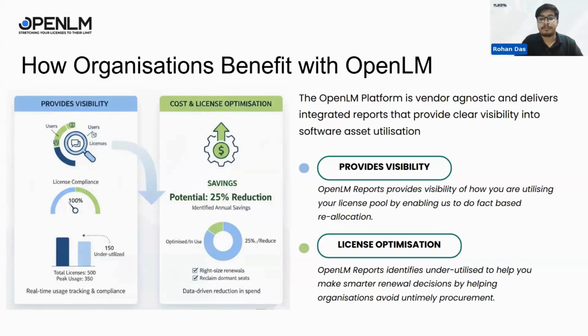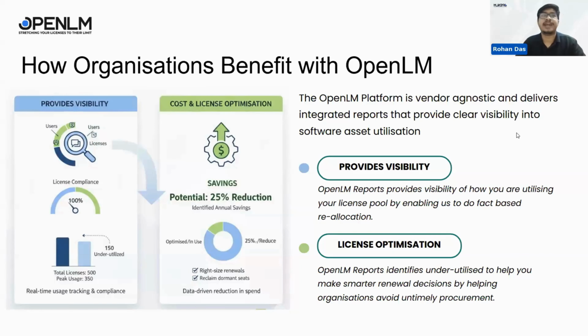We are moving into a future where we are going to add a lot of software asset management capabilities to our current OpenLM platform, and we are going to be one of the biggest in this domain. We will give you pure visibility and be totally transparent on how you are using the licenses that you have and how you are using your software assets.